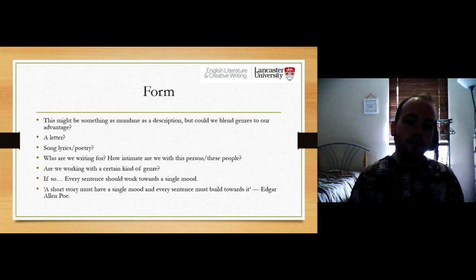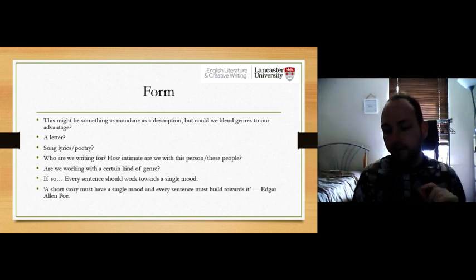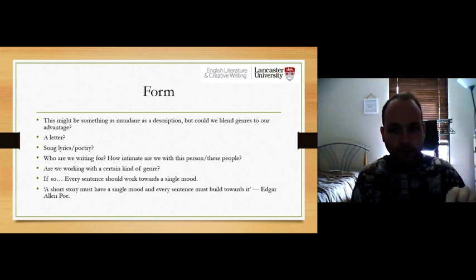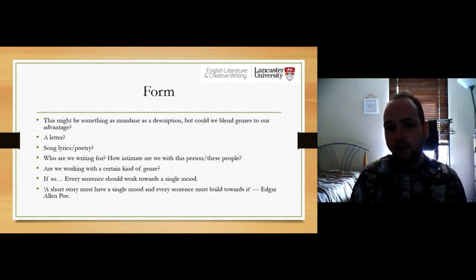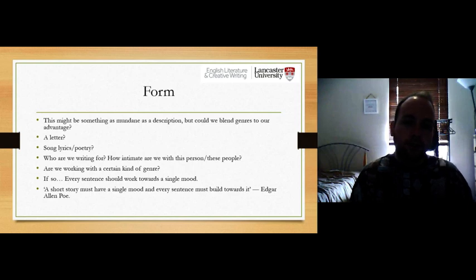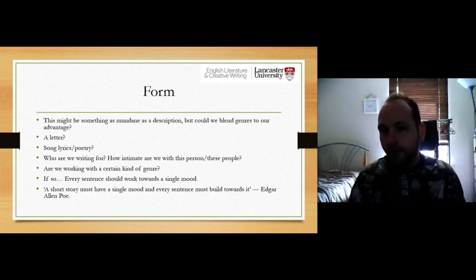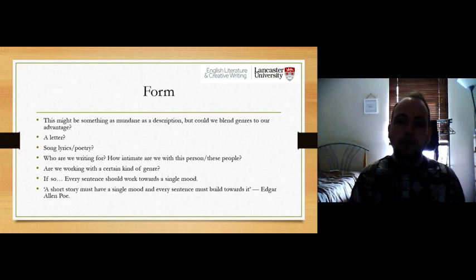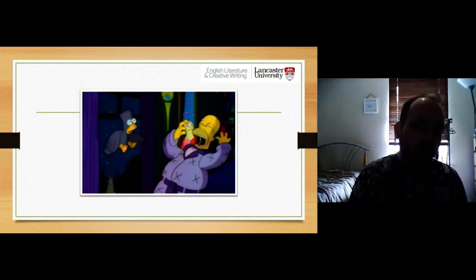If we are working to a kind of genre, it's really good to bear this in mind from Edgar Allan Poe. A short story must have a single mood and every sentence must build towards it. Really do take that to the letter, that's my advice. Really do look back through sentence to sentence and ask yourself, are we still scared here? Is the tension still here? Is this still dark? Is this still gloomy? And if not, do we get rid of the sentence, or is there a good reason why? If there's a moment of beauty, what does that say about the work? Here's my Edgar Allan Poe.